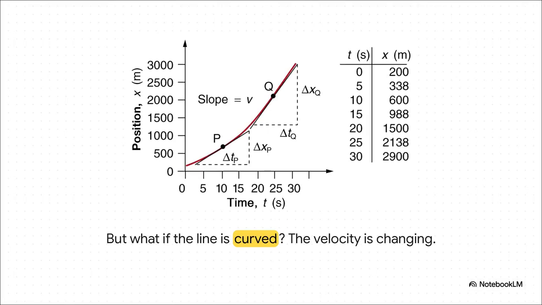Okay, but this is where it gets really interesting. What happens when the line isn't straight? A curve, like this one, tells us the story is changing. Since the slope is changing at every point, that means the velocity must be changing. This car is speeding up.